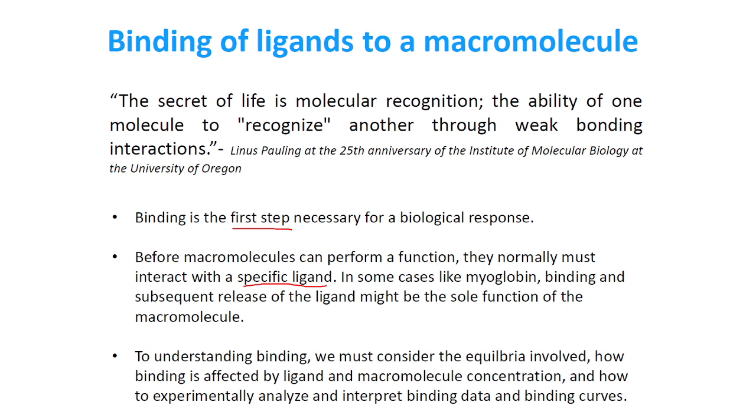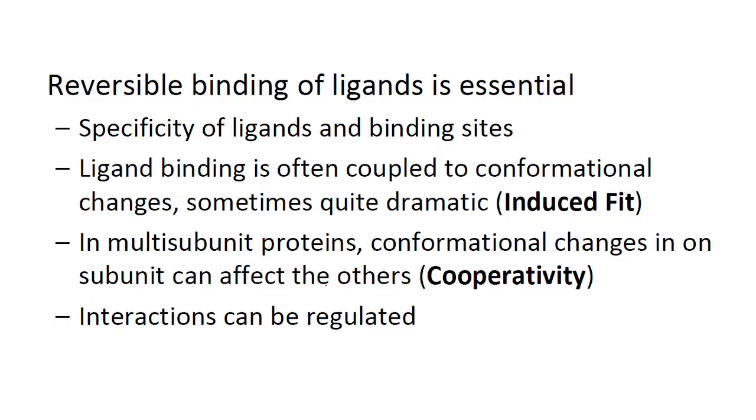All the characteristic features related to binding can be understood from different factors, like the ligand concentration, the macromolecular concentration, and the equilibrium present between them. These are the different characteristics we can find out from the ligand macromolecule binding process, or the binding phenomenon. Now, reversible binding of ligands is essential.